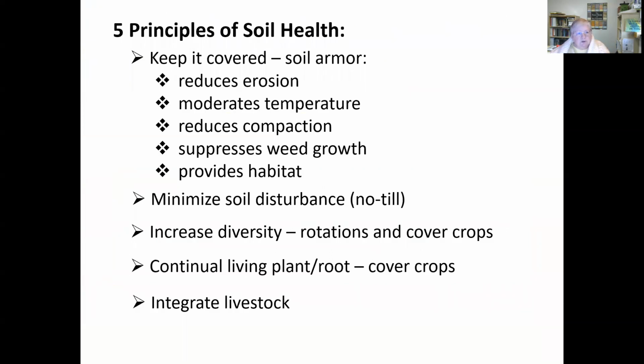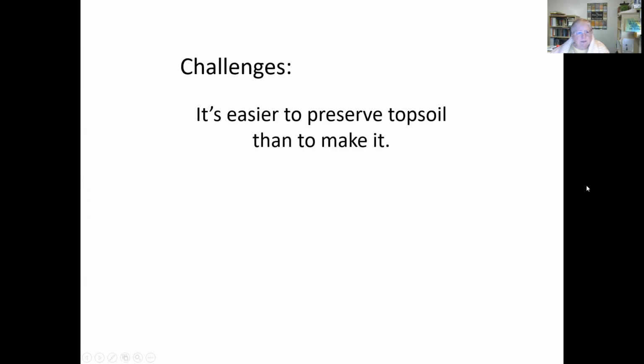Again, 5 principles of soil health: keep it covered, minimize soil disturbance. You'll save money by stopping tilling and have a really huge improvement in the soil tilth and the health in the field. Increase the diversity, provide a continual living root, both of which could be done with cover crops, and integrate livestock. And there is an opportunity for livestock to graze the cover crops.